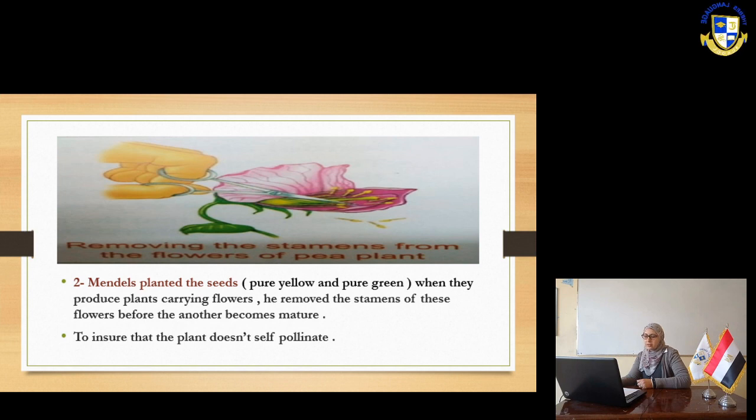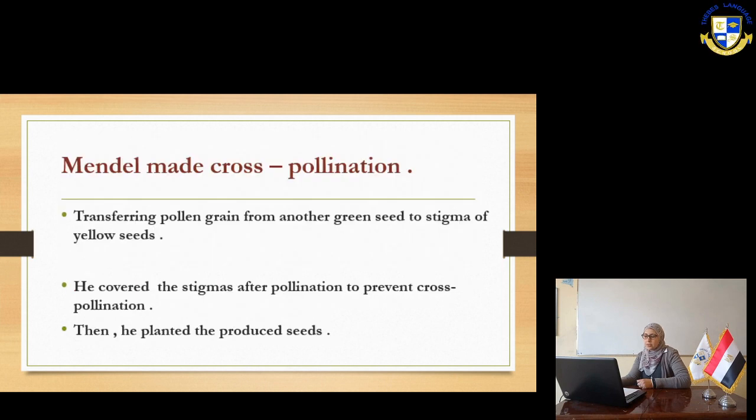Slide number 10. Mendel made cross-pollination. How did he make the cross-pollination? He transferred the pollen grain from anther of green seed to stigma of yellow seed. Then he removes the stigma after pollination to prevent cross-pollination again, to be sure of that. Then he planted the produced seed.